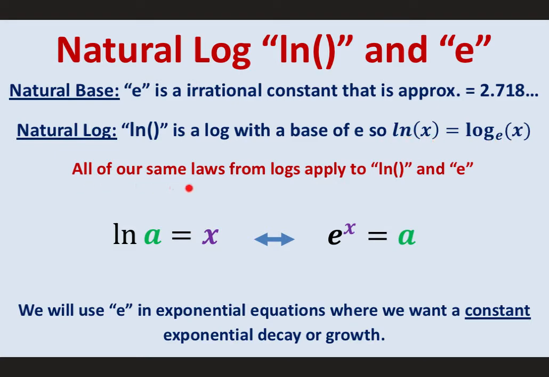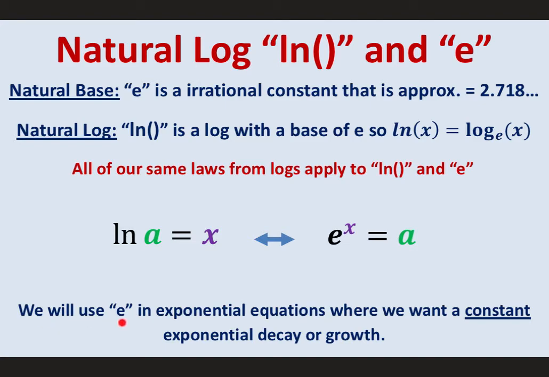All of our same laws from normal logs apply for the natural log and e. It's all the same stuff. So if you have the natural log of a equals x, you can change that into e to the x power equals a. Or if you have e to the x power equals a, you can change it into the natural log of a equals x. Before, if there was no base given, we said base 10. This is the one exception. If it's ln, then the base here is e.